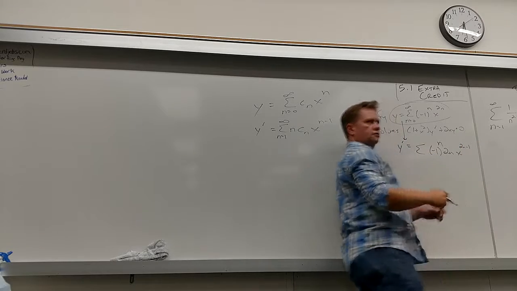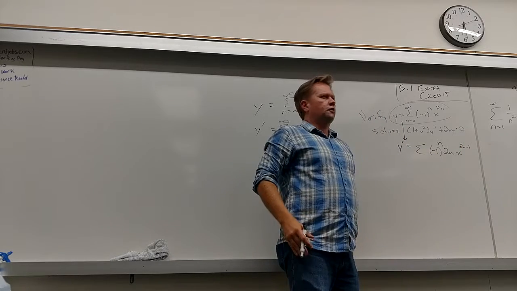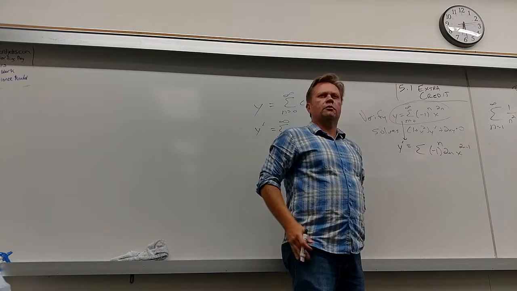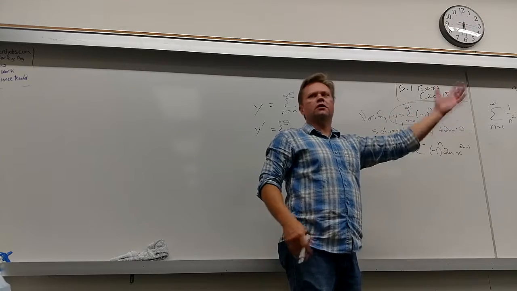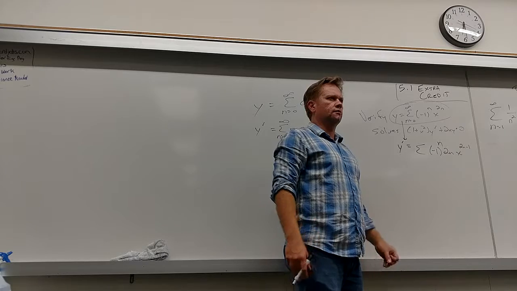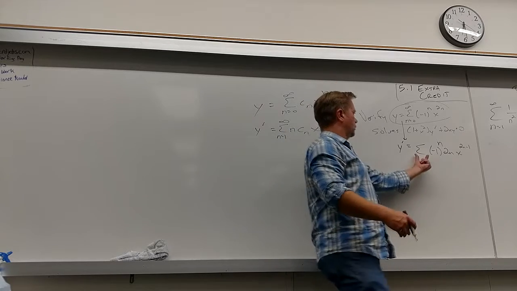2n x to the 2n minus 1. Right, so the beautiful thing about any polynomial, it doesn't matter how you represent the exponent, is bring it down and then take 1 off of it. That's the best rule ever. And what is this?